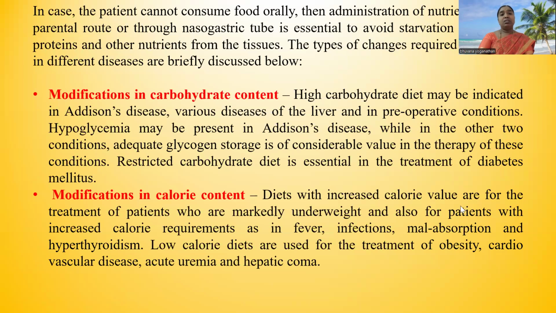It is discussed briefly. The modification may be in carbohydrate content. A high carbohydrate diet may be indicated in Addison's disease, various diseases of the liver, and preoperative conditions. Hypoglycemia may be present in Addison's disease, while in the other two conditions, adequate glycogen store is of considerable value in therapy. A restricted carbohydrate diet is essential in the treatment of diabetes mellitus.